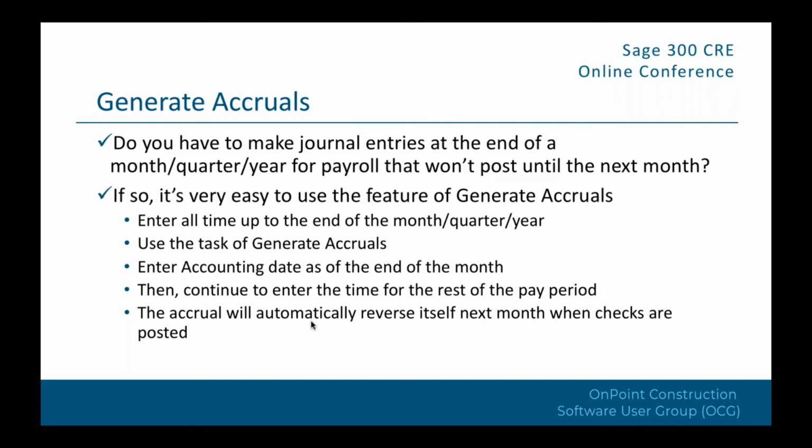So the entry would be a debit to the expense accounts or the jobs, and it would say generate accrual. And then the credit side would be whatever account you have in the PR settings as your accrual account. And then it would reverse at the next month, whenever that pay period is posted, either if it's by the period ending date as accounting date or the check date, if that's your accounting date.